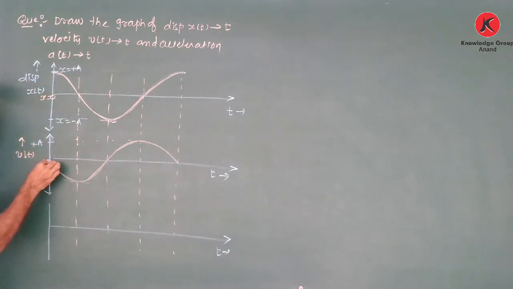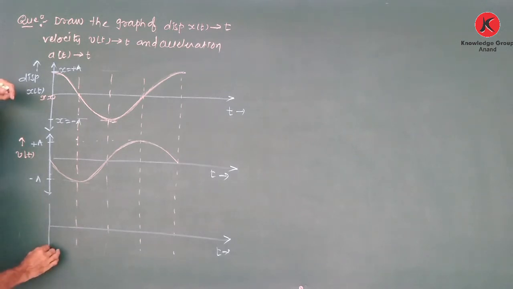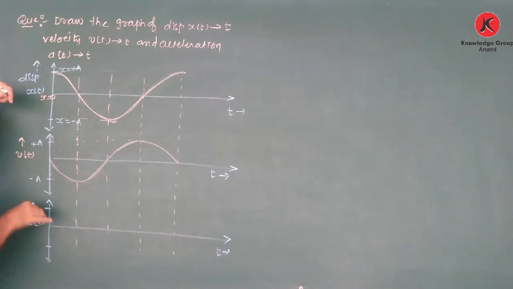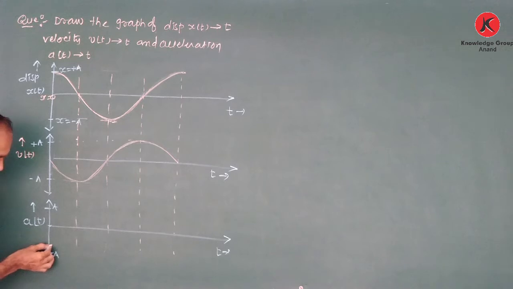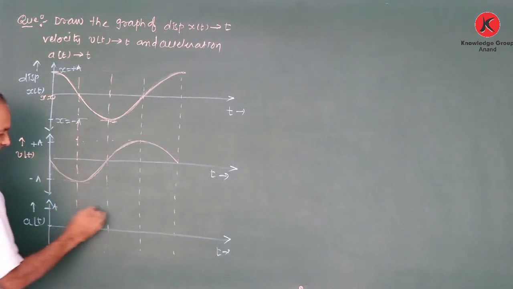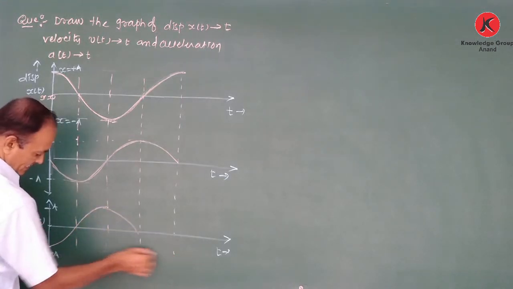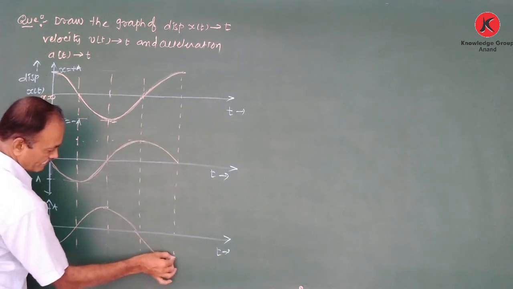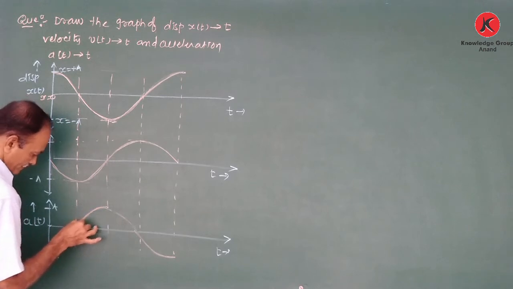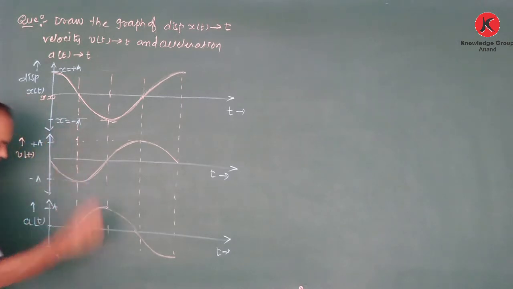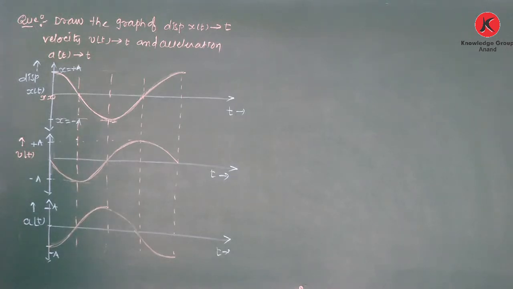Velocity at the mean position is 0. Here the acceleration is maximum. Therefore there is the plus a, there is the minus a. Acceleration is in this direction. There is x is equal to 0, there is plus a, there is minus a. So at the mean position, the acceleration is negative. Therefore, the graph is like this. At this point, there is the maximum. Again here 0, and again here there is the maximum. So that is the graph of acceleration versus time.